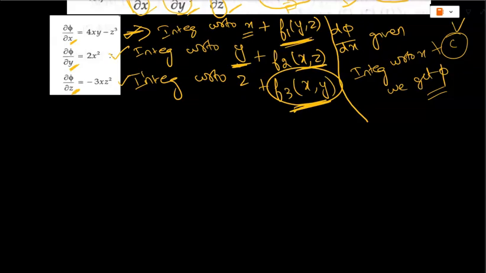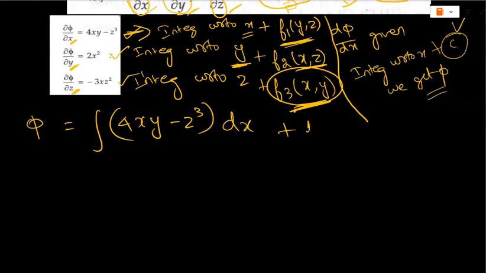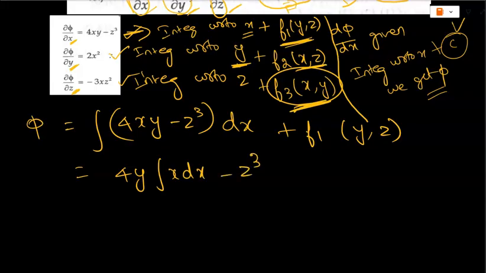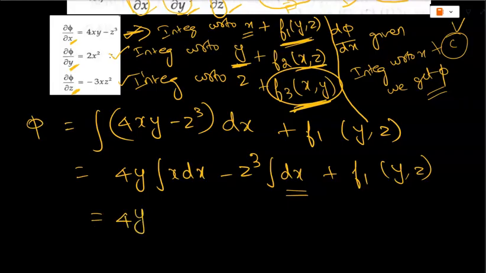So let us carefully integrate the first one. So phi is equal to the integral of (4xy minus z cube) with respect to x. So I have written dx plus I am adding a function of y and z. And here, if you have a doubt, this 4 and y are just constants, integral x dx. Minus z cube is also a constant, integral dx, plus f1 of y comma z. So you are going to integrate only the x terms. The other things are constants. So 4y will be there outside. The integral of x is x square by 2. Minus z cube is there outside.